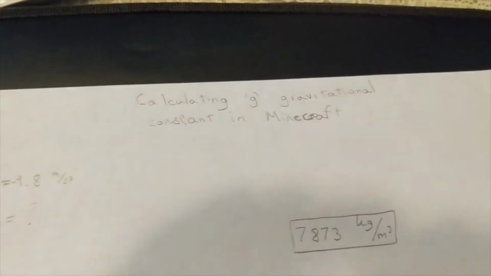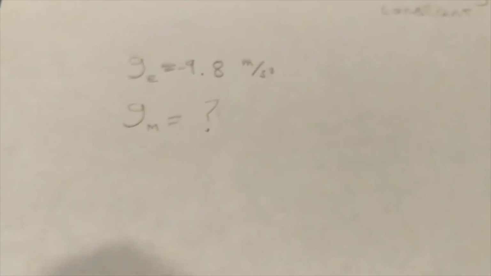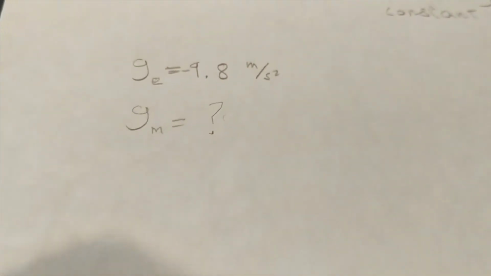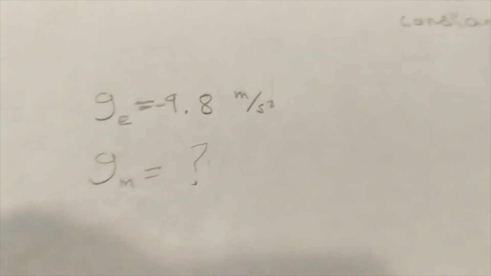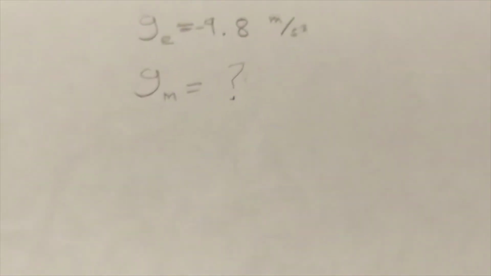Alright, the first task of this will be to calculate the gravitational constant of Minecraft. As you might know from your physics class, the gravitational constant on Earth is 9.8 meters per second squared. Usually you actually use a negative. But what's the deal in Minecraft? Is it the same, different, bigger, smaller? So we're going to calculate that.